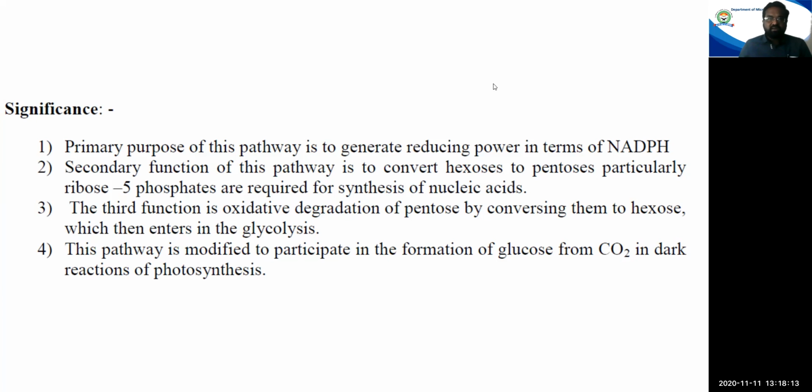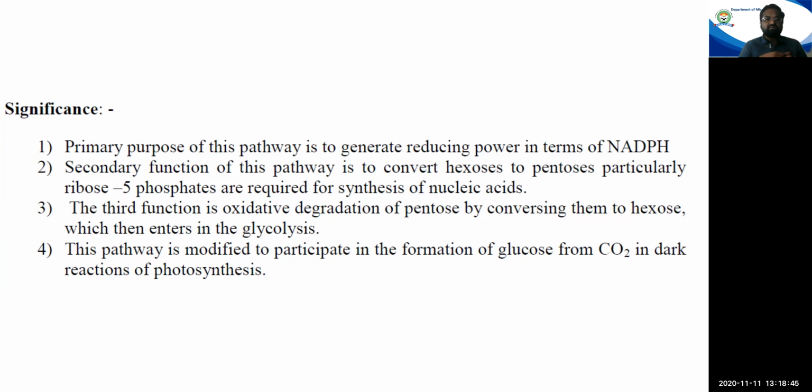Secondly, furthermore, the pentoses may be oxidatively degraded to hexoses, which later on may enter glycolysis. This means this pathway does not function from one side to another only. Usually, if you see the EMP pathway, a 6 carbon compound, a hexose sugar, enters into the pathway and results in breakdown of the glucose, and the glucose is exhausted at that.